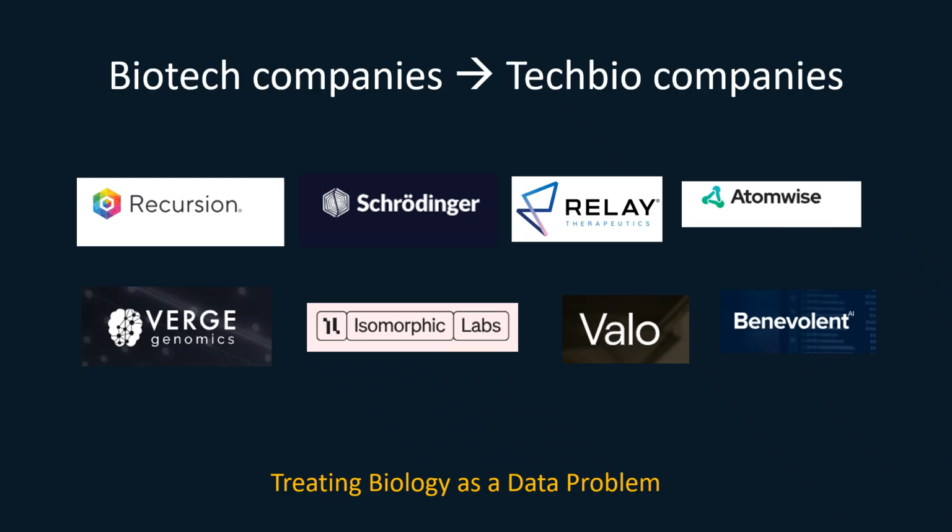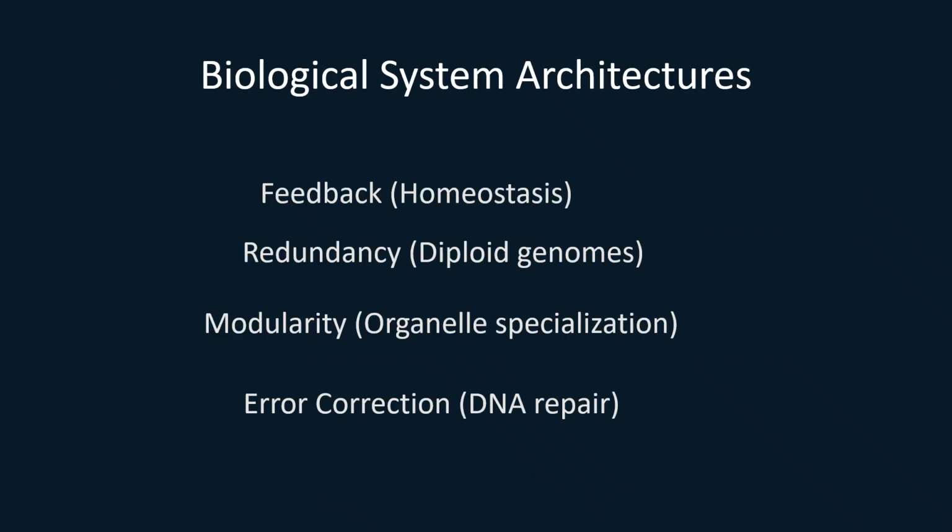Now let's see the architecture of biology and what you already know. We started by saying that biology is becoming more and more a data problem. Let's look at the system architecture. You will see that evolution actually arrived at many of the same engineering ideas you already know. You can see some examples on this slide. We will see more in coming lectures.